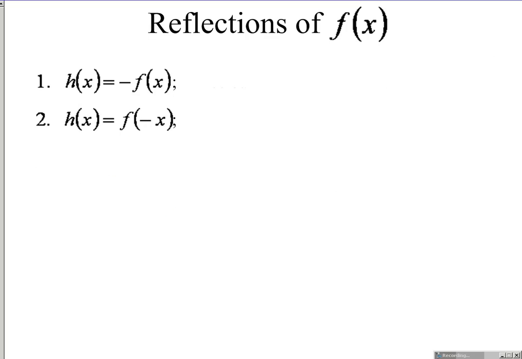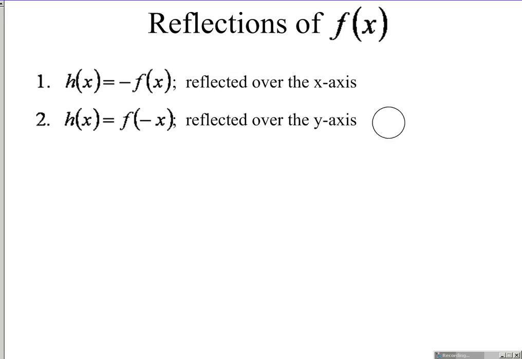Reflections. Again, notice where we are putting the negative sign. If we put the negative sign on the entire function, that is then going to be reflected over the x-axis. If I put the negative only on the x portion, now we're reflecting it over the y-axis.